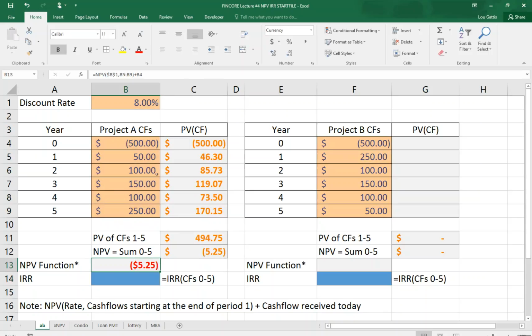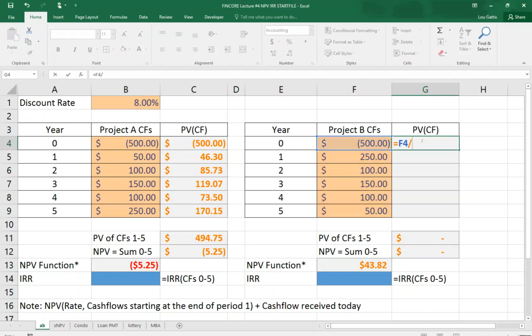So Excel's NPV function is really a misnomer. In practice, the NPV is the present value of all future cash flows from 1 to n, where n is the last period, and the initial cash flow. So NPV is really the sum of Excel's NPV and the initial cash flow. Now I could take that formula and copy it here and calculate the NPV for the second project. But let's do this one by hand.